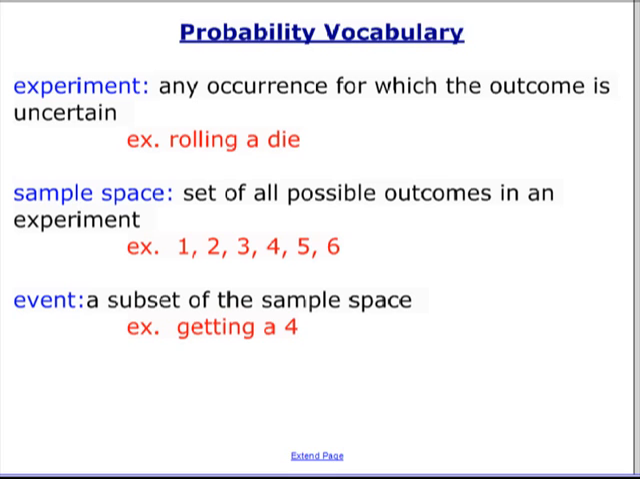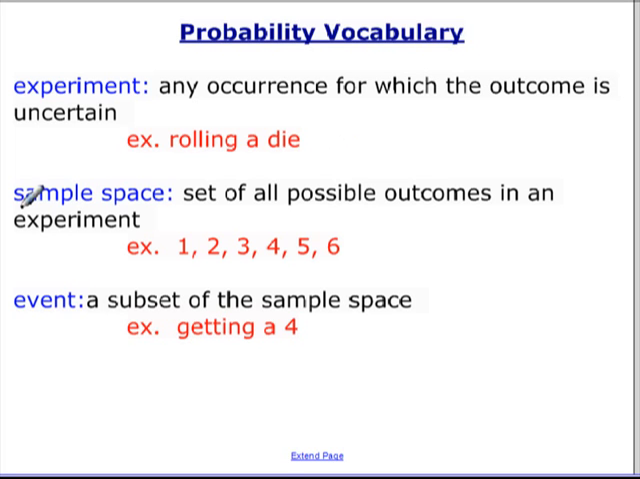So some language, some vocab you need to be familiar with. When we talk about an experiment, that's just anything you do when the outcome is uncertain. So rolling a die, flipping a coin, things like that are examples of experiments. Not scientific experiments, but math experiments. Some overlap there, but anyway.